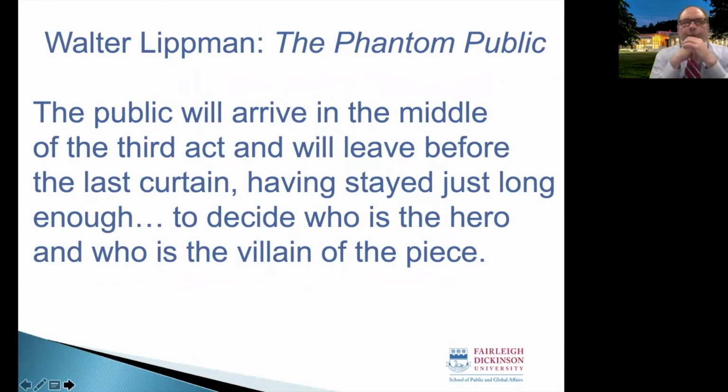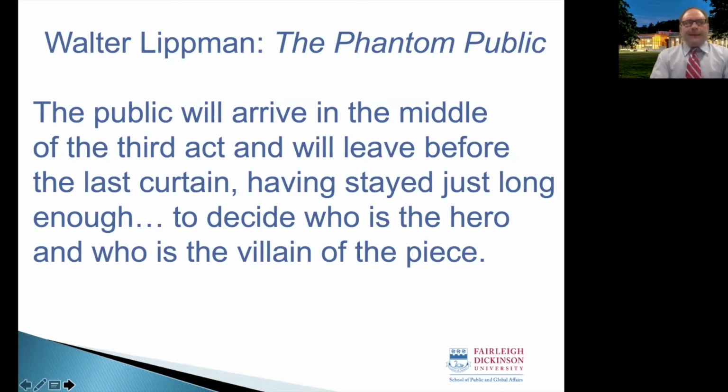And I want to give you this quote from Walter Lippman, who wrote about public opinion a century ago. Walter Lippman was a very popular columnist, but also a very accomplished academic. And he said this about the public, likening them to theater goers: The public will arrive in the middle of the third act and will leave before the last curtain, having stayed just long enough to decide who is the hero and who is the villain of the piece. Now, he wasn't running down the public. Lippman was really making an observation that it's incredibly difficult to be well informed. In fact, we have in our minds somewhere an ideal, well-informed citizen, and we can't live up to that.